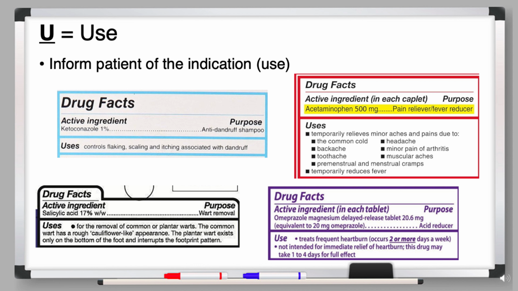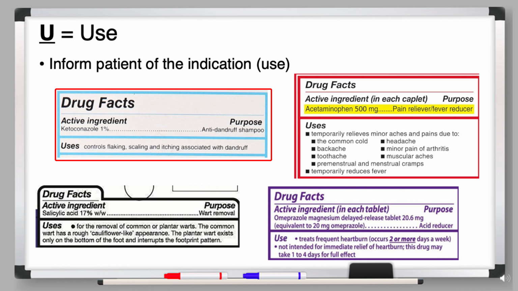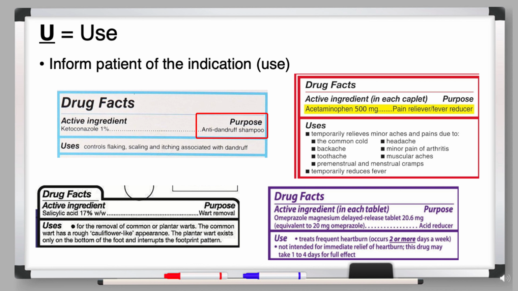So I've got 4 different products here, and I will try to illustrate for you how you would transition from the name of the product into the use. So for the first product, Nizoral AD shampoo, which contains ketoconazole, the transition would be, after describing the name, that the purpose of this shampoo is to be used as an anti-dandruff shampoo, meaning this shampoo helps control the flaking, scaling, and itching associated with dandruff. So it's essentially reading the purpose and leading into the use.